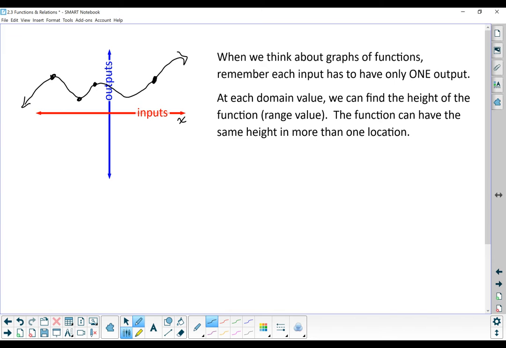So maybe we've got some graph that looks like this. It's okay if it has that same height multiple times. That's fine. The function can be how high it wants to be. That's still a function. For a graph, not a function would look like if we had a certain input value and it had multiple output values. So things like circles are not a function because this input has 2 outputs.